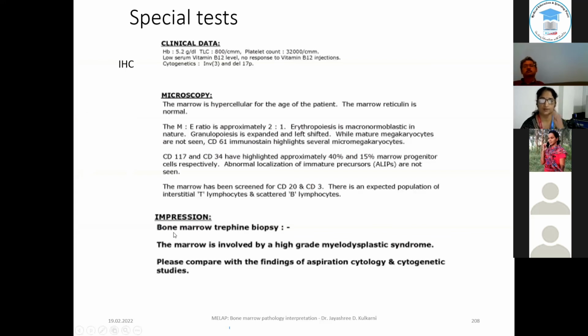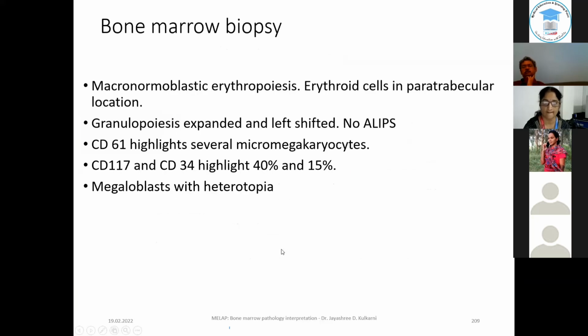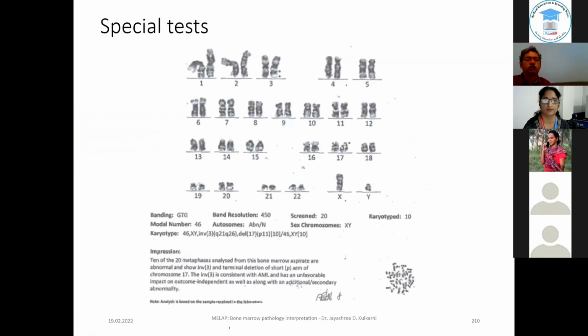So this bone marrow was sent for IHC, and they reported approximately 40% and 15% of CD117 and CD34 cells. So they called it a high-grade MDS. So macronormoblastic maturation, erythroid in paratrabecular location, hematopoiesis expanded, no ellipse. CD61 highlights the micromegakaryocytes, and there are increased blasts, but not more than 20%.